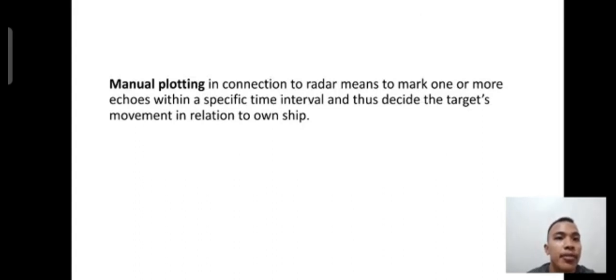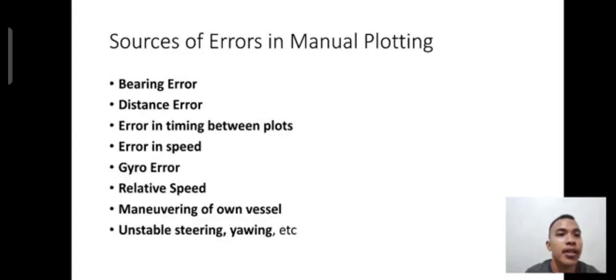Manual plotting, in connection to radar, means to mark one or more echoes within a specific time interval and thus decide the target's movement in relation to own ship. Next slide. Sources of errors in manual plotting. First is the bearing error, distance error, error in timing between plots, error in speed, gyro error, relative speed, maneuvering of own vessel, unstable steering, yawing, etc.